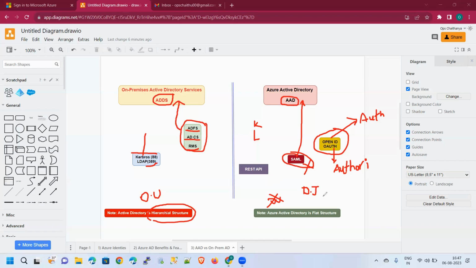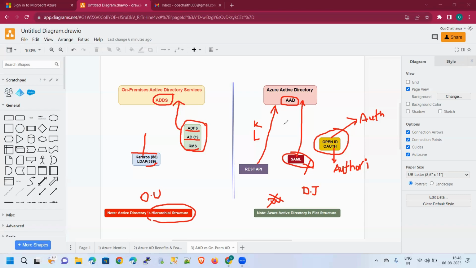Feature functionality. I want to talk about one more concept, REST APIs. AAD is very much compatible with all the REST APIs over here. Let's understand in a scenario.